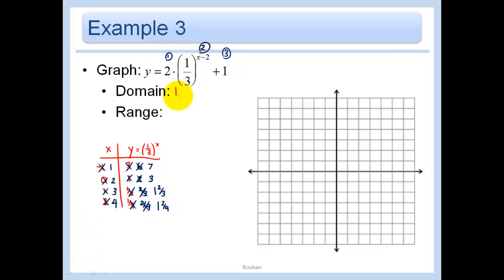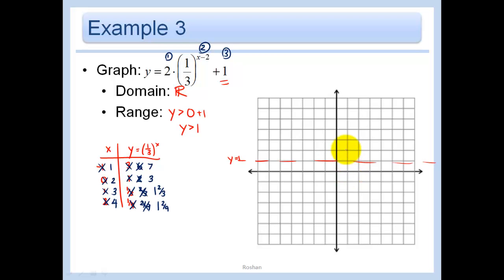Our domain has not changed. Our domain is always going to be all real numbers in these. But our range, we've shifted everything 1 unit up. So instead of being 0, we've shifted it 1 unit up. Y is greater than 1 is our range. So let's go ahead and plot that as our asymptote. Our asymptote is now at y equals 1. And then we can plot the points.